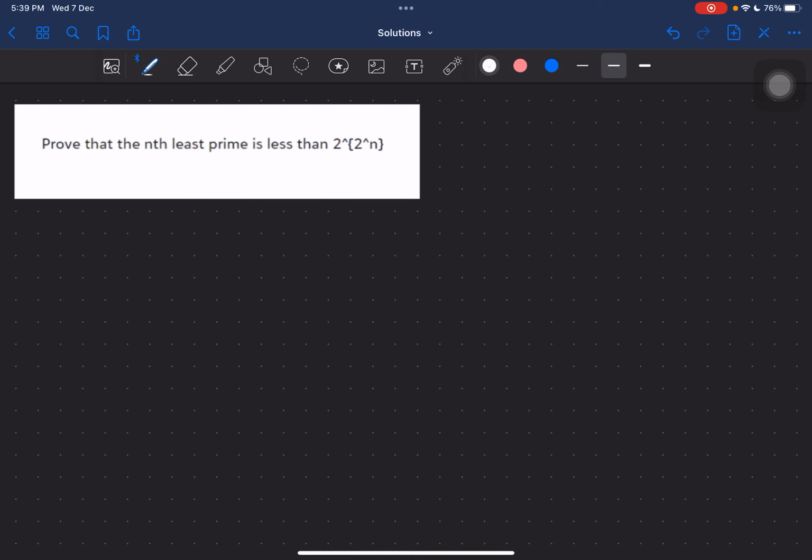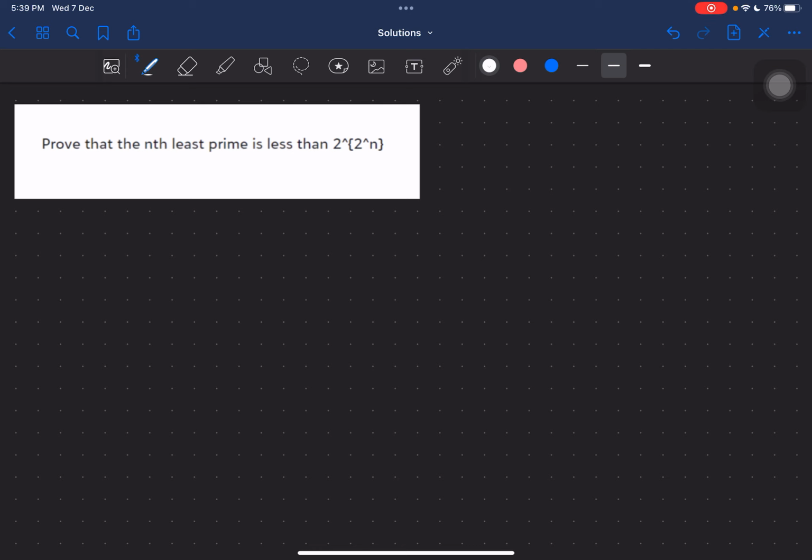So we'll try this problem. Here you can say that this is also one of the contest problems. Here they have asked to prove that the nth prime is less than 2 power 2 power n, right? Usually when we see these types of questions, our intent is to try to prove it with mathematical induction. So this one also we will try to prove using mathematical induction.